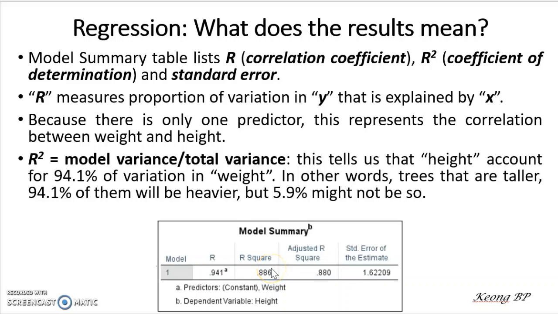For example, the R squared value generated between weight and height is 0.886. This means that height accounts for 88.6% of the variation in weight. In other words, we can interpret this data as: if the trees are taller, 88.6% of them will be heavier, but 11.4% might not be so.